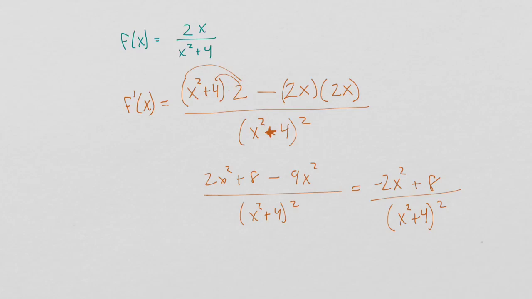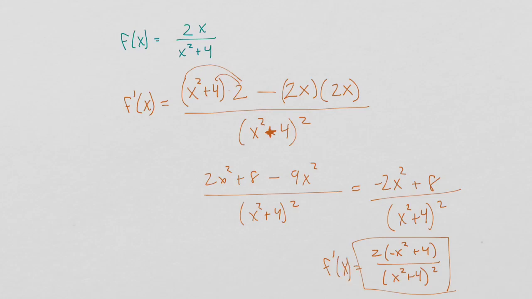It looks like this numerator has a common term there of 2. So if we factor that out, let's see what happens. It looked promising for a minute. It looked like we might be able to cancel out an x squared plus 4 term, but we can't because of that negative sign. So this is about as good as it's going to get. This is my answer. This is f prime of x using the quotient rule.